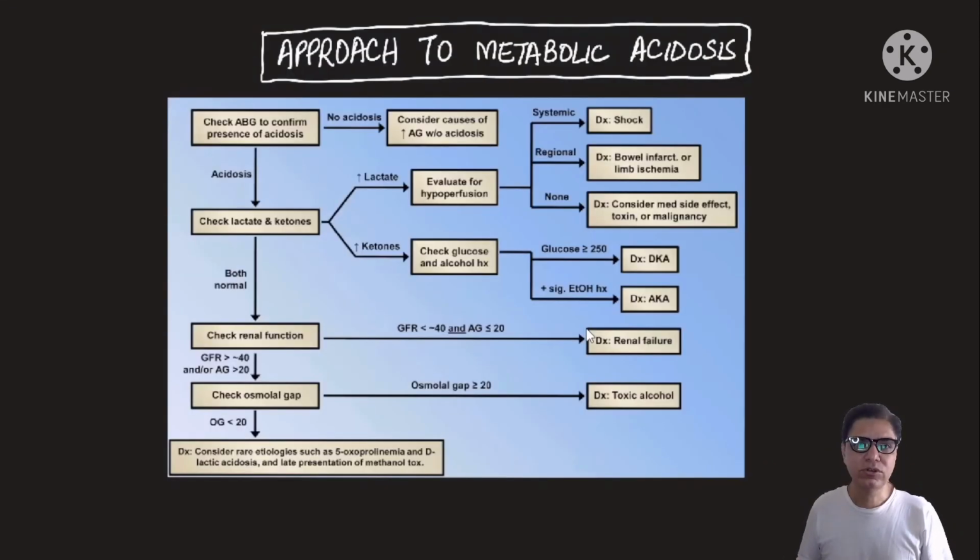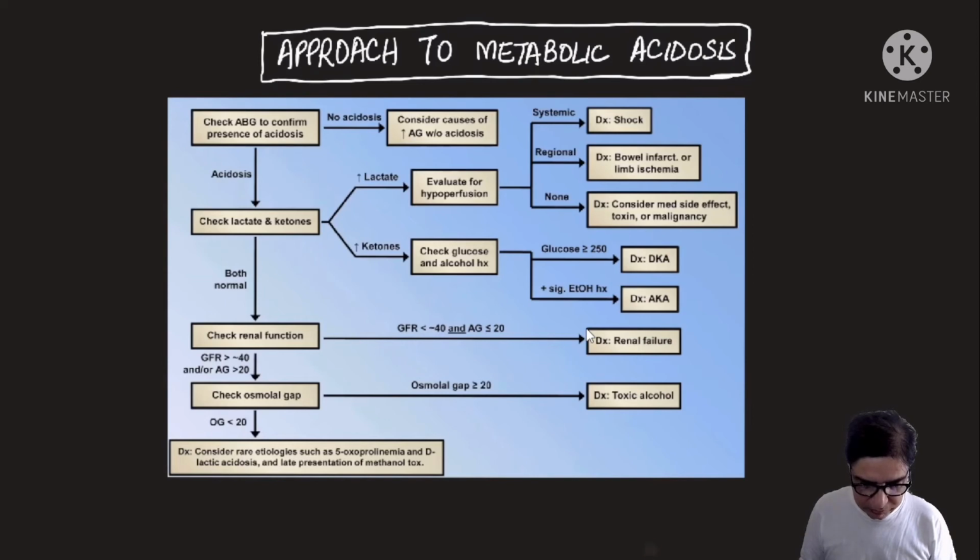Now, most of the time we deal with metabolic acidosis, so how do we further work up metabolic acidosis? Okay, fine, we say it's a metabolic acidosis. Now, what to do? If metabolic acidosis is confirmed by doing your calculations on the results of the blood gas, the next level is to check lactate and ketones.